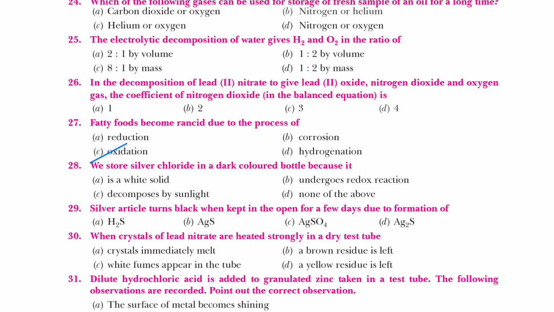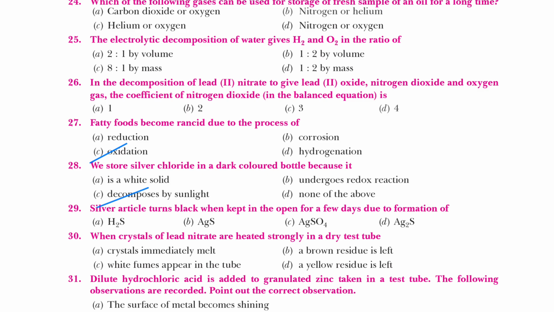We store silver chloride in dark colored bottles because silver chloride is decomposed easily by sunlight. It undergoes which reaction? Okay, so option C is correct in question 28.